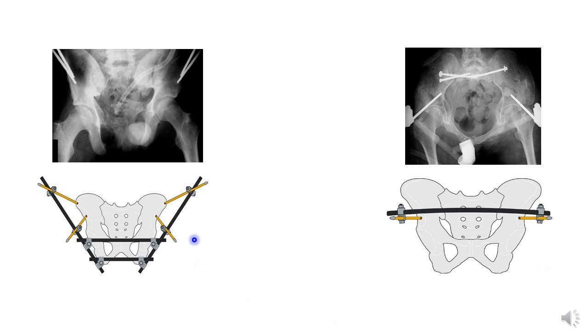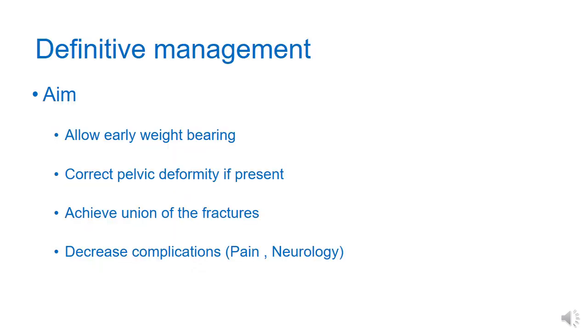We have 2 points for fixation in the pelvis, either the iliac crest or the anterior inferior iliac spine. Both are correct methods for externally fixing the pelvic fracture. What about the definitive management after the patient is stabilized? Our aims of definitive management will be to allow early weight bearing, to correct pelvic deformity if present, to achieve union of the fractures, and to decrease complications, mainly pain and neurological deficit.